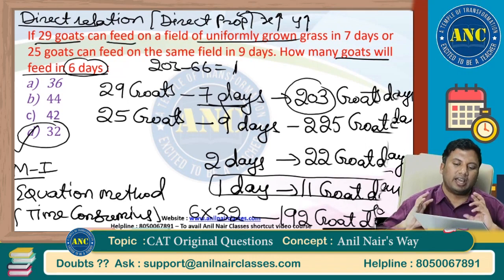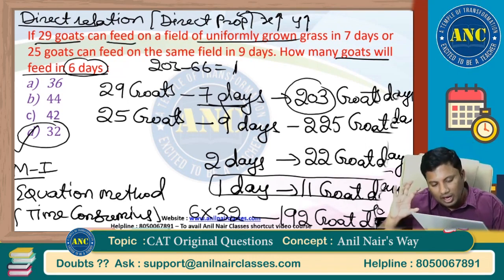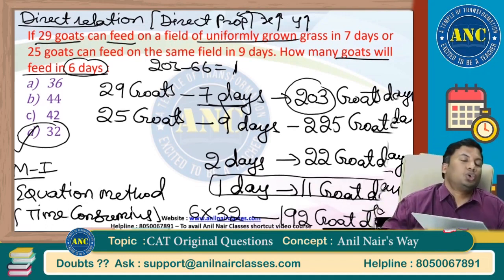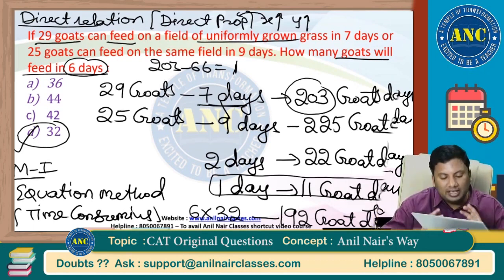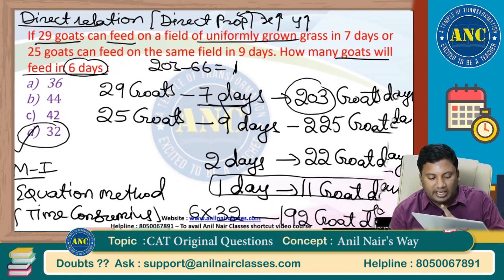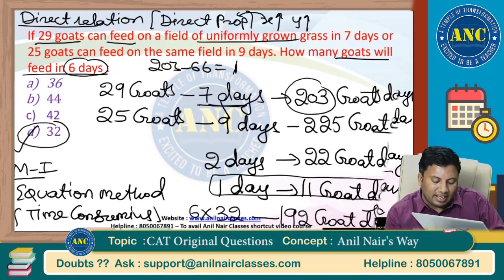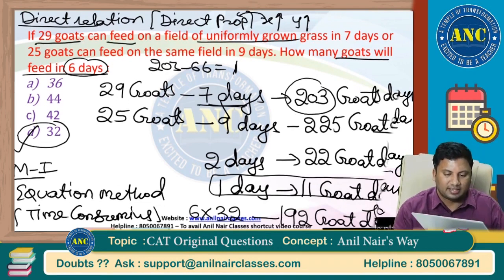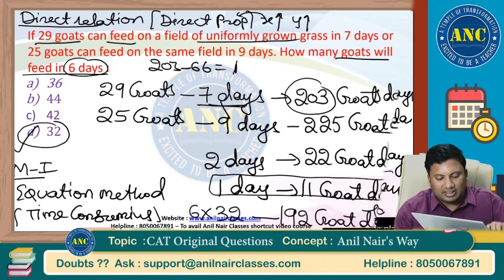25 goats can feed the same field in 9 days. In 9 days total, 225 goat days work is done. 7 days became 9 days. That means in 2 days, 22 goat days extra work is done. In 1 day, extra work done is 11 goat days.